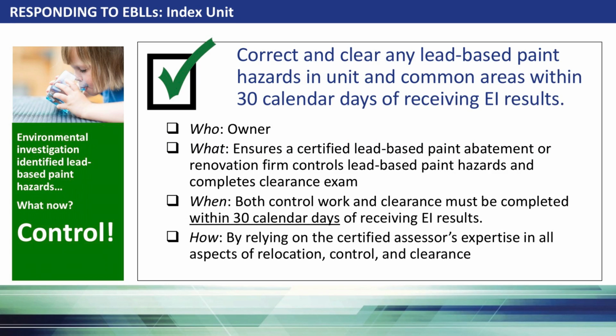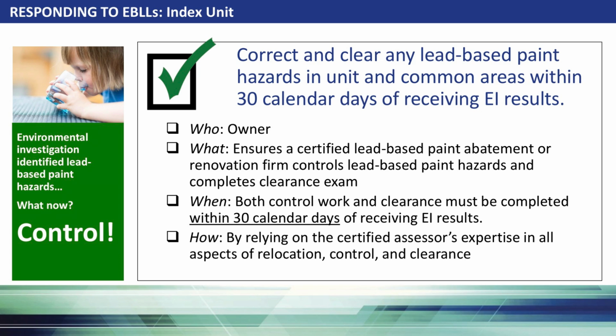We now move on to a very important step in responding to EBLL cases, the control and clearance of lead-based paint hazards in the index unit. The owner must ensure that a certified lead-based paint abatement or renovation firm controls and clears any lead-based paint hazards within 30 calendar days of receiving the environmental investigation results. The certified abatement and renovation firms are the experts in lead-based paint hazard control and clearance, so owners should follow their direction in responding to the hazards in the environmental investigation.